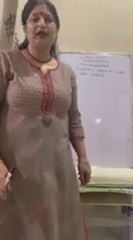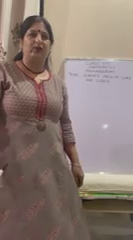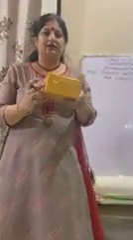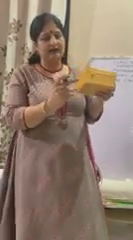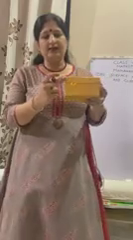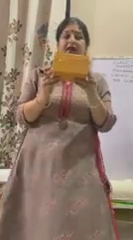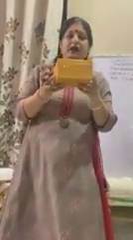Today you will learn about the figures cuboid and cube and their surface areas. First of all, what is a cuboid and a cube? See this box. It is solid. This is its length, this is its breadth, and this is its height. It is a 3D figure, so it is solid.